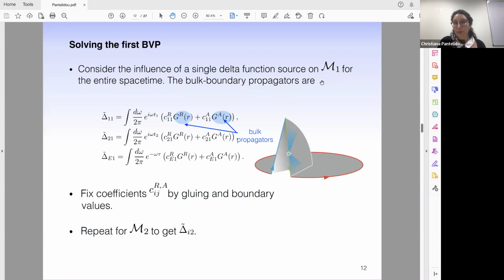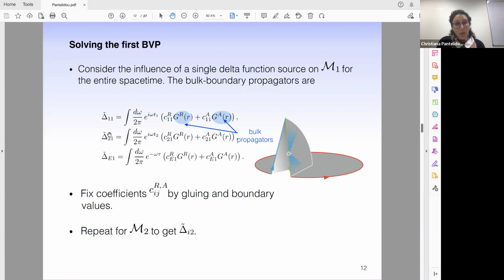So let's start by considering a delta function on the boundary of one of the 2 segments, say there. Then the bulk to boundary propagators will look something like this. So we have delta 1,1, delta 2,1, and delta E1. The second index denotes on which segment the delta function source lives, and the first index shows on which segment we are measuring the influence.